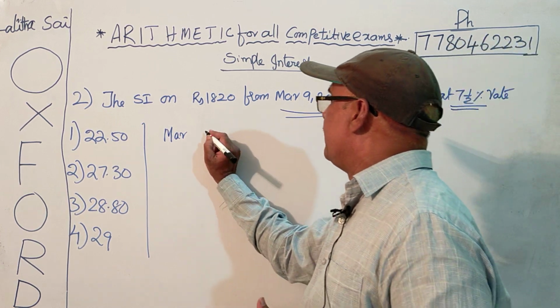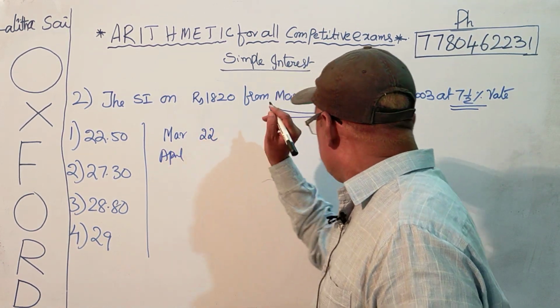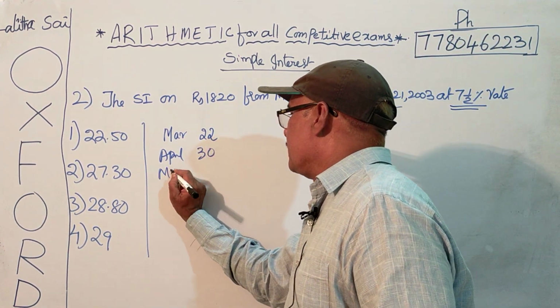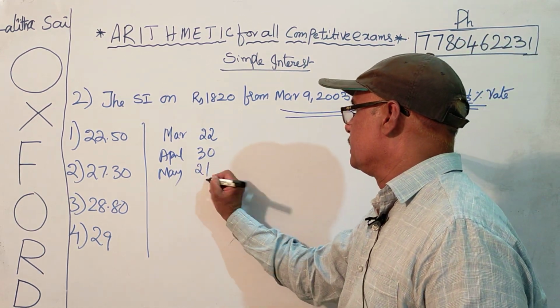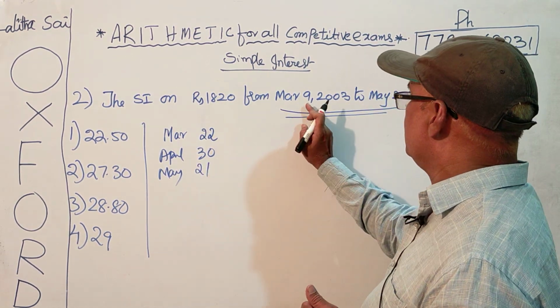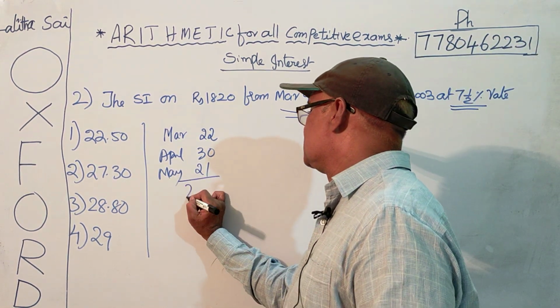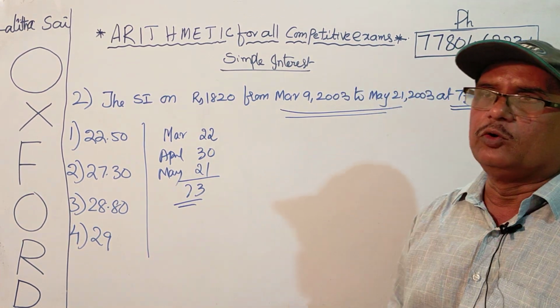So I am calculating the days in March, excluding this one, 22 days will be there in March. Then April, all 30 days will be there. And May, that is up to 21st, so you have to count up to here. That is 73 in total. All the total days you got.